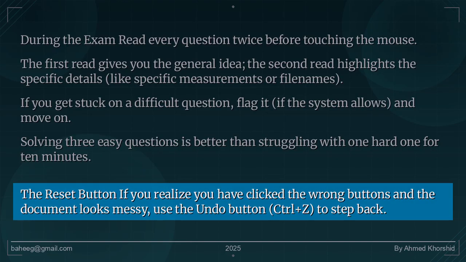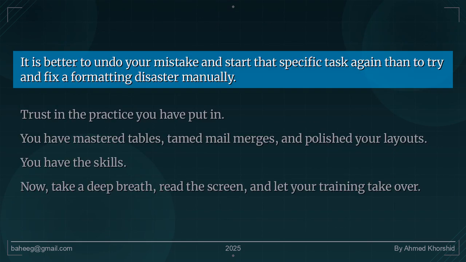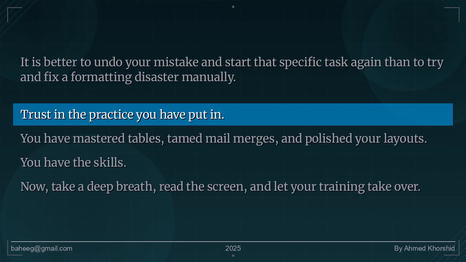The reset button. If you realize you have clicked the wrong buttons and the document looks messy, use the undo button, Ctrl+Z, to step back. It is better to undo your mistake and start that specific task again than to try and fix a formatting disaster manually.